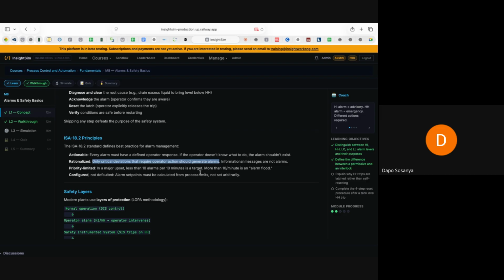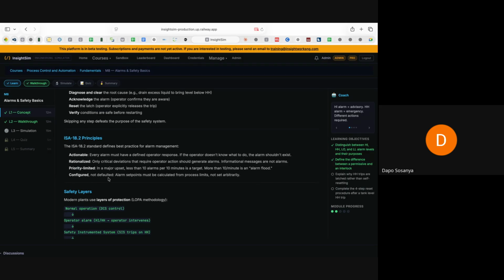Process trips cost money. They are very, very expensive, because restarting a process is a whole lot of thing to deal with. So more than 10 alarms per minute is an alarm flood, right?